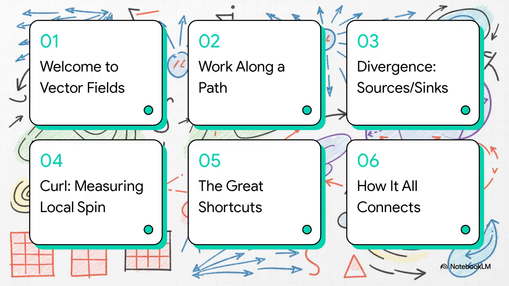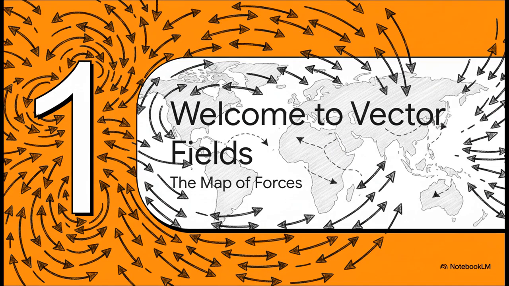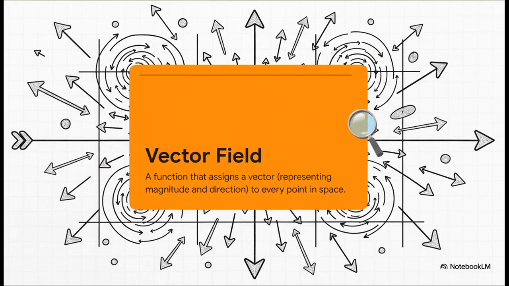Let's get into it. Okay, first up, welcome to vector fields. This is our map of forces. It's our way of visualizing all those unseen pushes and pulls. So what is a vector field? Imagine you could put a tiny arrow at every single point in space. Seriously, every single point. Each arrow tells you two things: how strong a force is at that spot, that's the arrow's length, and which way it's pointing. It's like a complete map of an invisible force.